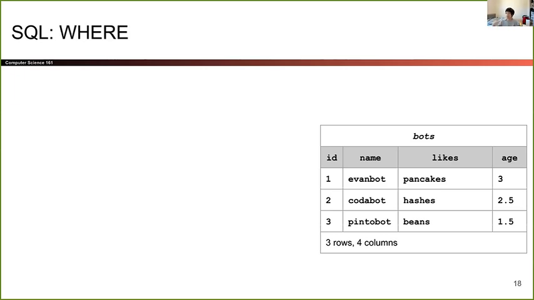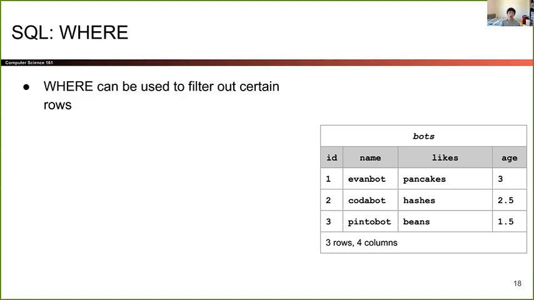All right, that's how we get data from the database. Now we want to start doing some useful features. Oftentimes we don't want all of the data, we just want the data that we care about. So the where statement, or the where clause, lets us filter out certain rows.